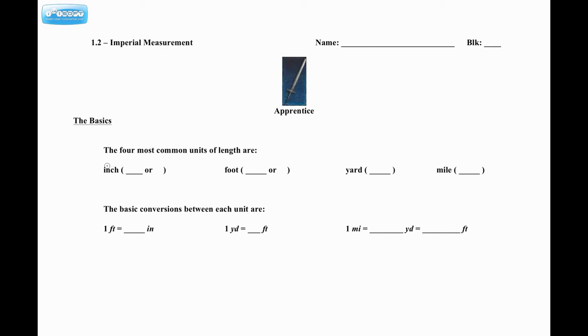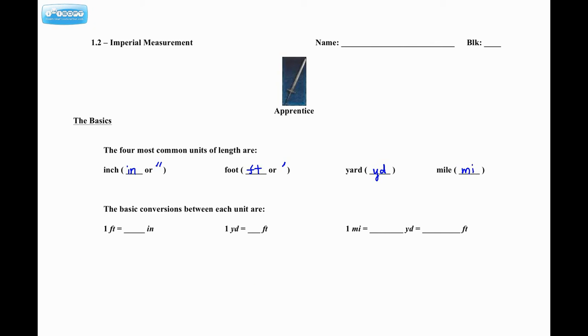So the four most common units of length are, we have the inch, so you can abbreviate that as IN, or you might just see a set of quotes like that. Then there's the foot, you can abbreviate that as FT, or just an apostrophe like that. There's the yard, you can abbreviate that as YD, and the mile, don't get this confused with meter. Meter is just M, mile is MI.